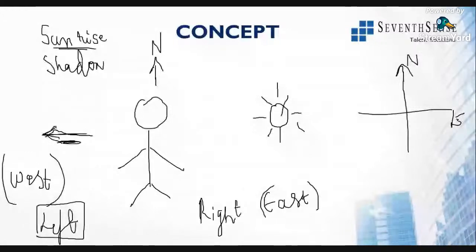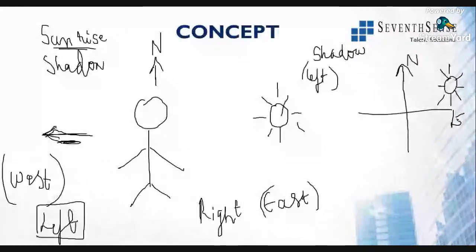All right. So during sunrise, or in the morning in general, the sun will be in the east. So this is the point. The shadow will fall to your left. Clear? The shadow will fall to your left. That is during sunrise. Please make a note of this point. During sunrise, when you're looking at north, the shadow will fall to the left side.